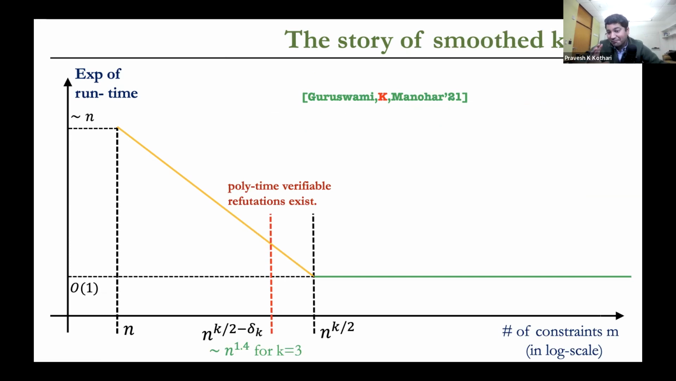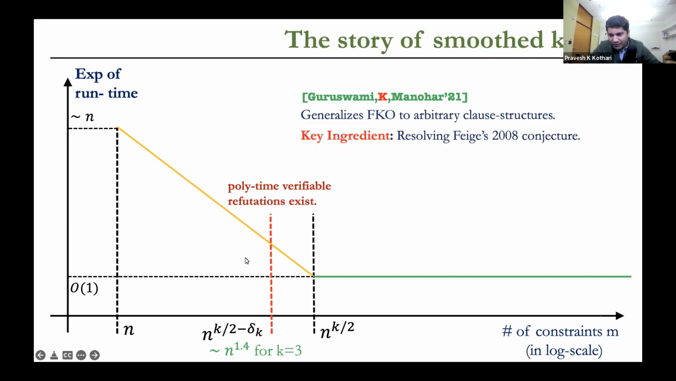Good. But before I tell you all of that, the same spiel applies, which is that if you get the right proof of FKO that does not utilize randomness too much, then you actually get a generalization. So we basically find, in my opinion, a slightly simpler proof of FKO. And because we are able to do that, we are able to generalize it to the semi-random setting. And the key thing, which is what I'll tell you in the remaining 3 or 4 minutes, is resolving this very simple, completely standalone extremal combinatorial conjecture of Feige from 2008.